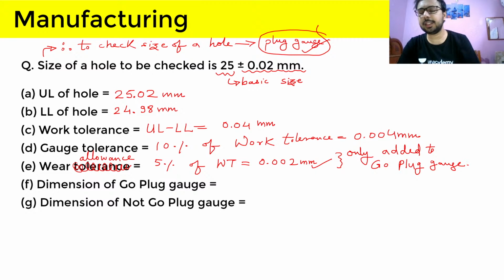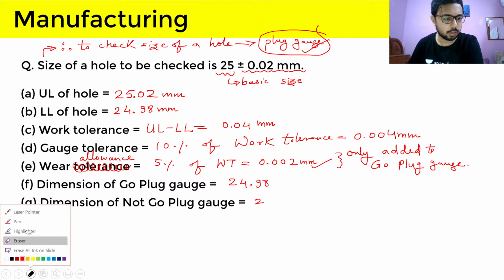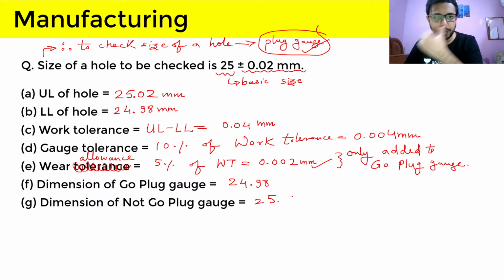So since we are checking the size of the hole with a plug gauge, it is very simple, just follow me. Plug gauge is used to check the size of a hole, and there are two types of plug gauge. First is the go plug gauge, the other one is the not go plug gauge. So the go plug gauge has a size equal to the lower limit of the hole, and the not go plug gauge has a size equal to the upper limit of the hole. So the dimension of the go plug gauge is simply 24.98, and for the not go plug gauge it is 25.02.